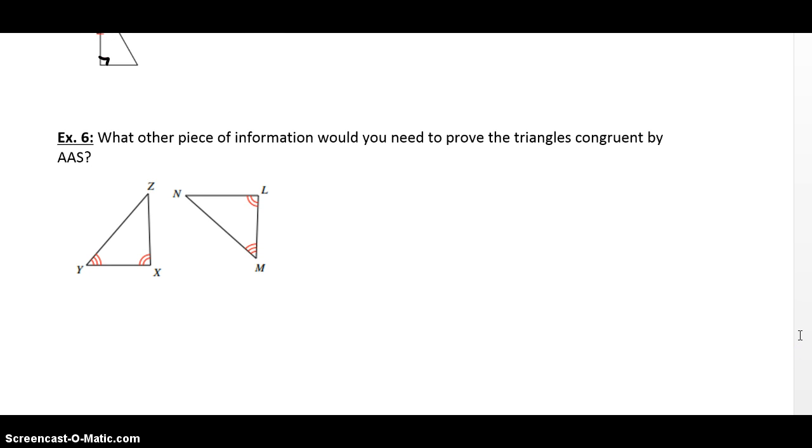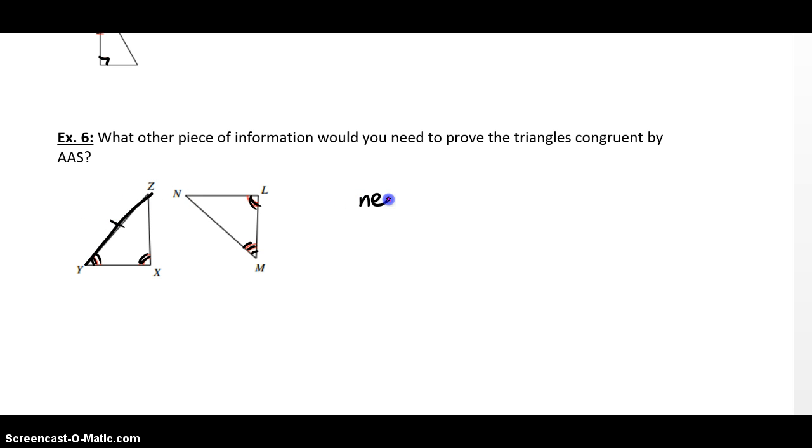Example 6 says, what other piece of information would you need to prove the triangles congruent by angle, angle, side? Well, I see I have two angles, right? I've got these two here, and I've got these two here. What other piece of information would I need? Well, obviously I need a side. But if I'm going to use angle, angle, side, it cannot be this side or this side, right? So basically pick a pair of sides other than those two, right? I'm going to pick ZY.